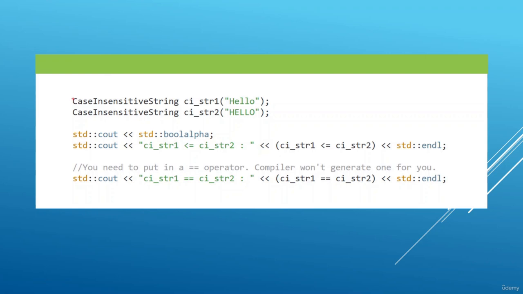How cool is this? So we're going to set up two objects of our class. One is going to say hello. The other is going to say hello in all uppercase. And we're going to consider these two strings equivalent because they convey the same message. But deep down, they are really different. So they are not absolutely equal because they don't have the same set of characters inside.